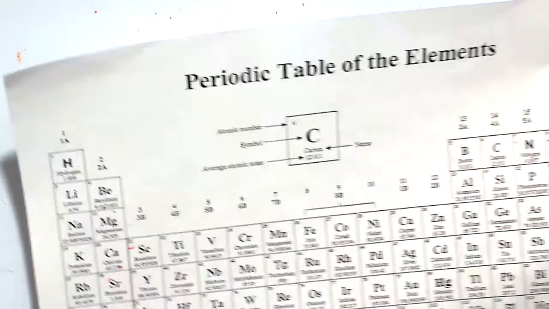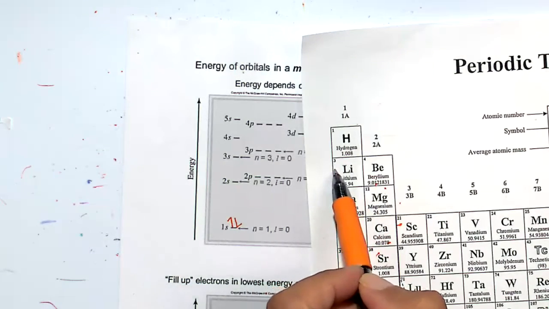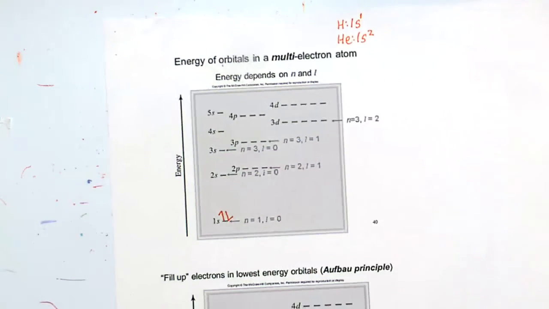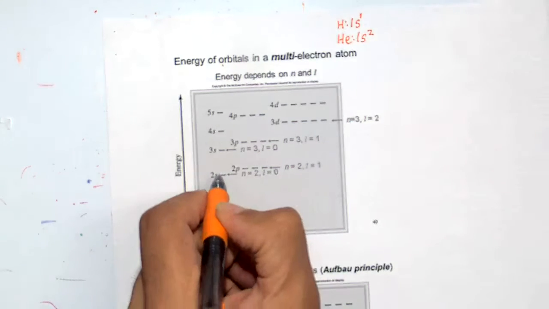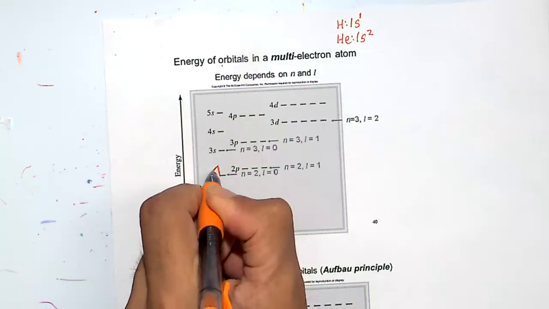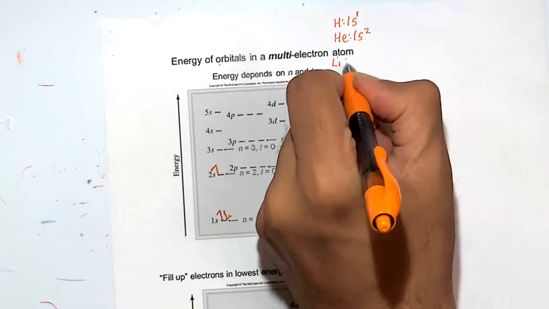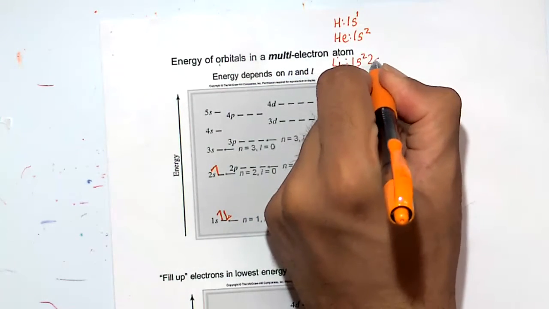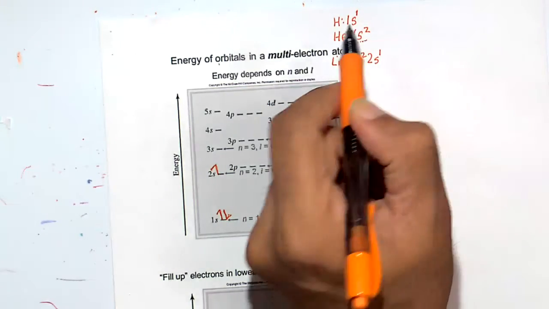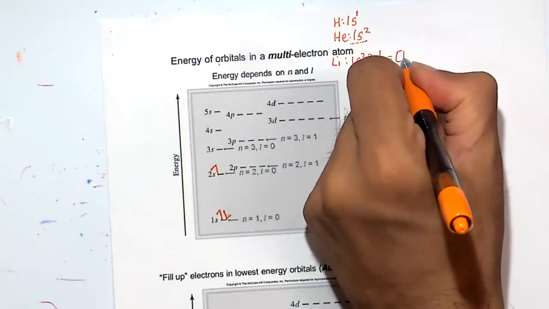All right, next one on this list here. Lithium. How many electrons in lithium? 3. So where will that third electron go? Right here. So 1s, 1 electron, 2 electrons, 3 electrons. The electron configuration of lithium is 1s2, 2s1. Oh, wait a second. What is 1s2? 1s2 is the same thing as helium. Do you guys see this?